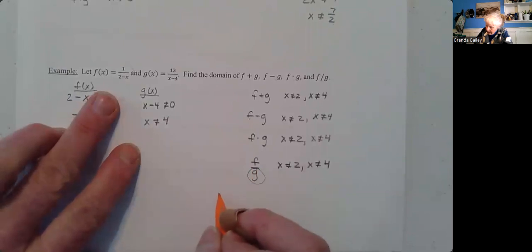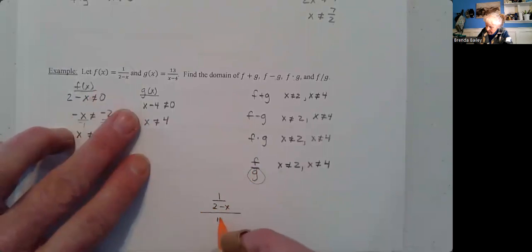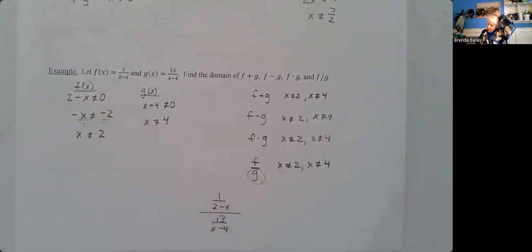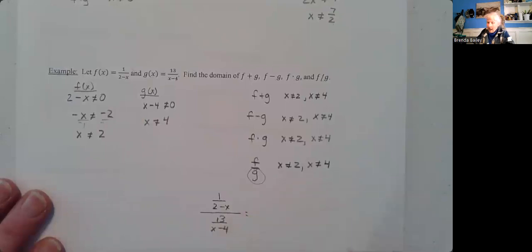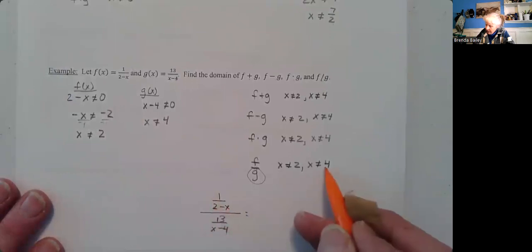This is 1 over 2 minus x divided by 13 over x minus 4. So here, you still can't have x equal 4 in this function. This takes a little bit more algebra than what we're ready for yet, because we will work with these complex fractions in chapter 7. So here again, it doesn't change it. You still can't have a 4.